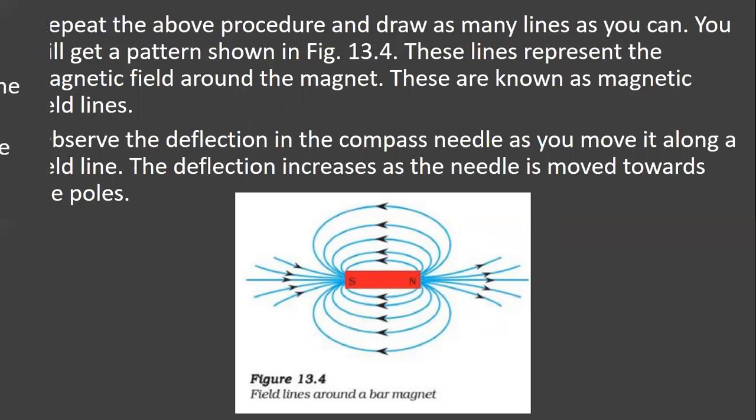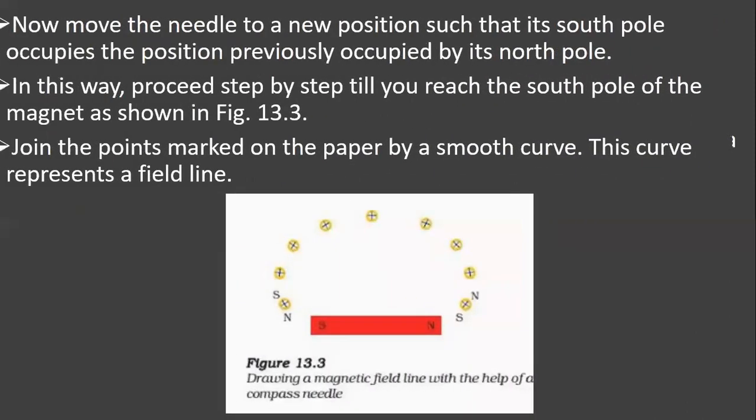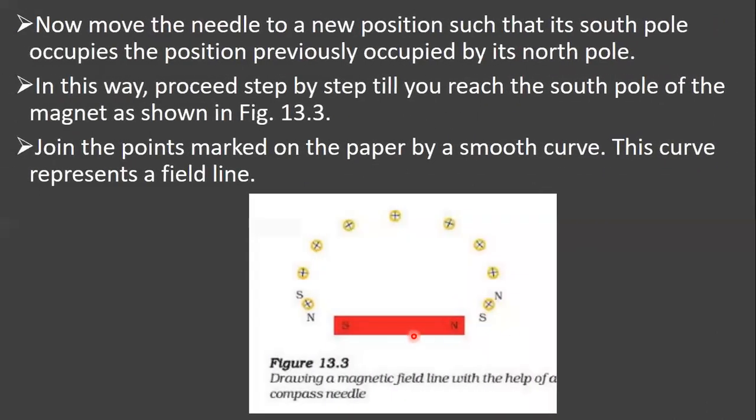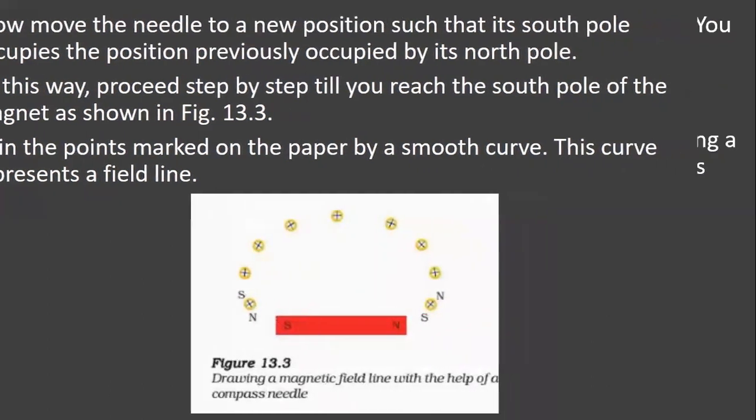See, in the figure you can see here, you can observe the deflection in the compass needle. The deflection increases here. You observe the first deflection here, and it goes on increasing. The deflection increases as the needle is moved towards the poles.